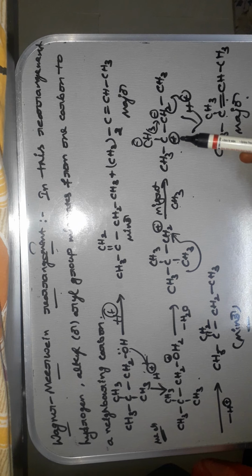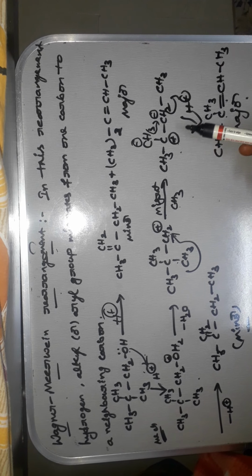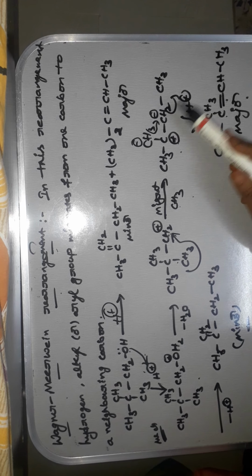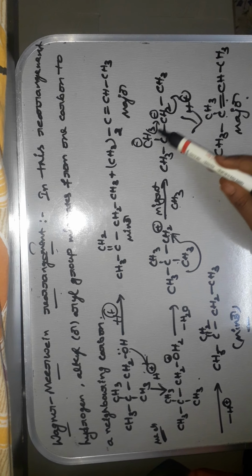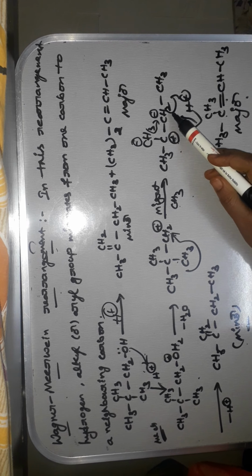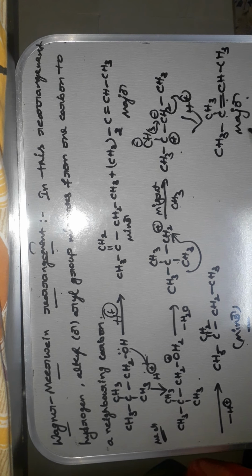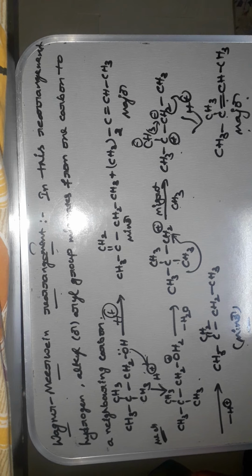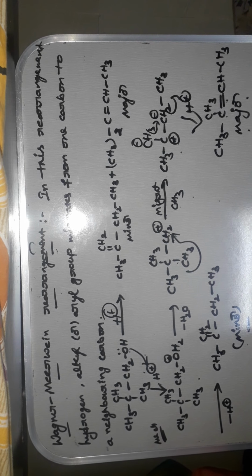This tertiary carbocation is more stable, then it forms the products. From here, last step, elimination of proton from this carbon atom forms the minor product, whereas elimination of proton from this carbon forms the major product. This is about Wagner-Meerwein rearrangement.